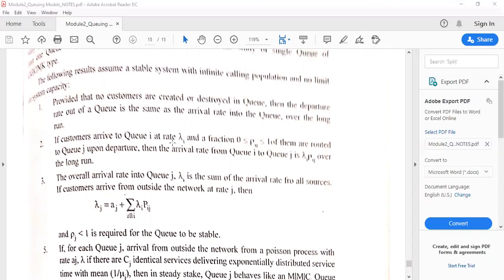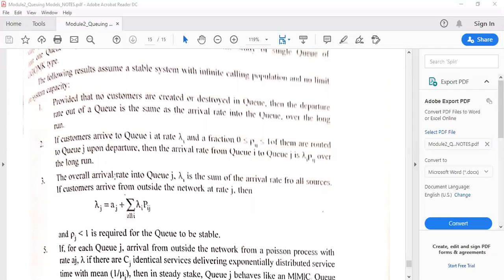If customers arrive at a queue Qi at a rate lambda i, and a fraction P ij, where 0 is less than or equal to P ij is less than or equal to 1, of them are routed to Qj upon departure, then the arrival rate from Qi to Qj is given by lambda i P ij over the long run. So after leaving Qi, they go to one more queue, Qj, and the arrival rate of people moving from Qi to Qj is lambda i into P ij over the long run.